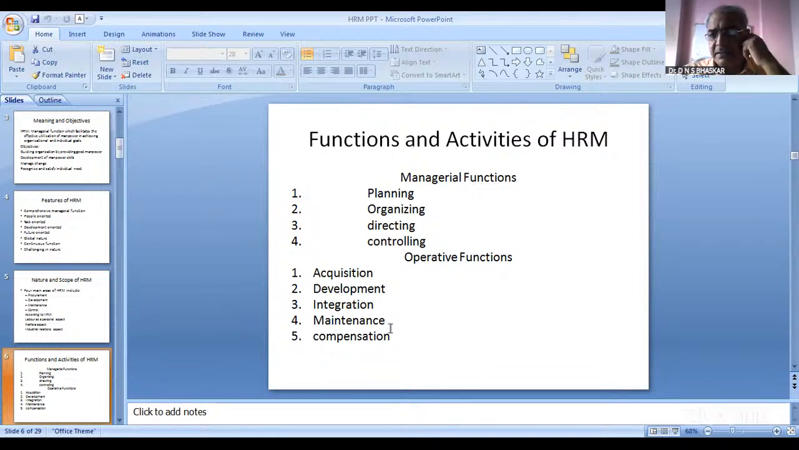Organization, as I told you, is a group of people working together for the success of the organization. When we say organizing, it means all the employees put together must be in a proper direction and proper authority line. Who is giving authority to whom, and who is giving directions to whom, all these aspects are to be understood.